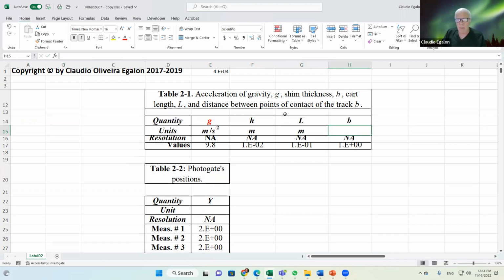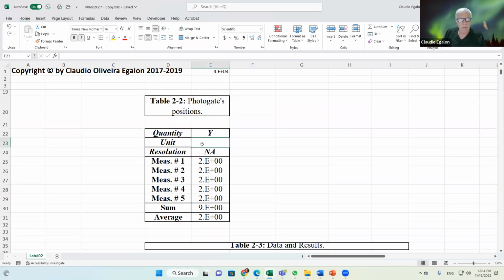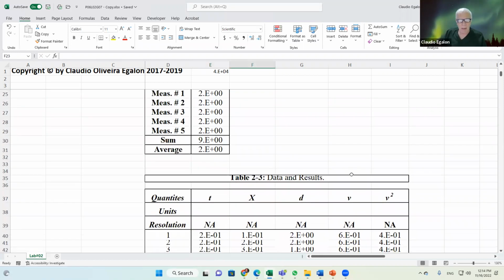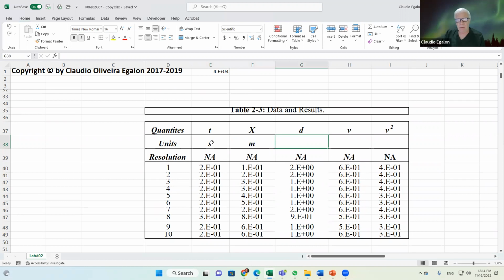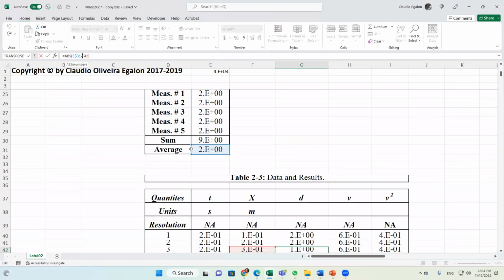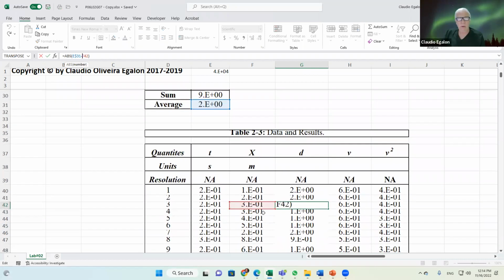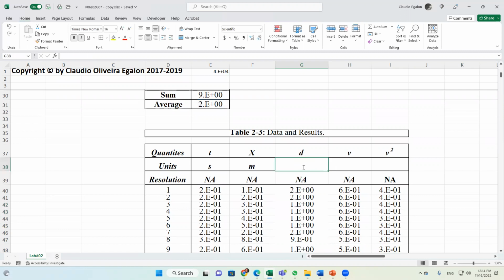B was a length as well, right? The distance between those two points, you put meters in there. Here, the Y is the same thing, right? It is the position of the photogate. Then you put meters there, and T. Yeah, T is for seconds, right? X is for meter. D, what's D? D would be distance, right? Yeah, it's distance as well. Y minus X, so you put meters.